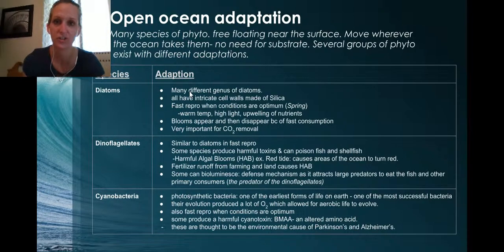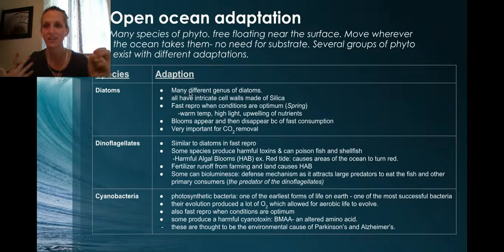Diatoms, their adaptations. There's many different genus of diatoms. They have cell walls made of silica. They can reproduce really fast whenever it's warm, your light intensity is high, and there's a lot of upwelling of nutrients. They can appear and then disappear really fast because organisms will be coming and filter feeding and consuming them. They're really important for carbon dioxide removal. They're a carbon dioxide sink, just like our rainforests are a carbon dioxide sink.